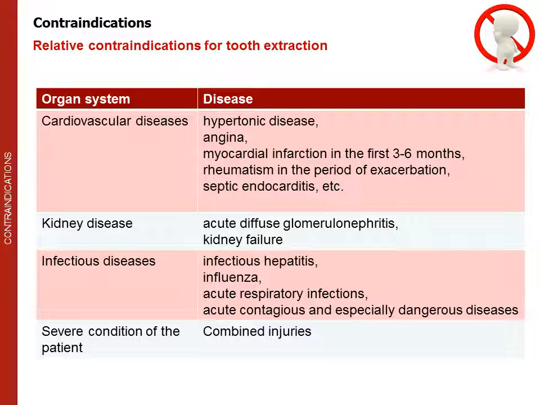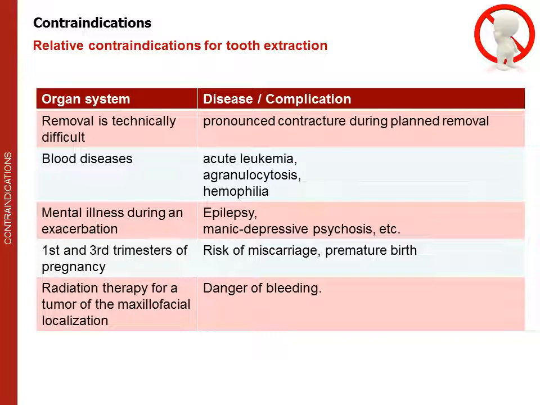For kidney diseases, it will be acute diffuse glomerulonephritis and kidney failure. For infectious diseases, it will be infectious hepatitis, influenza, acute respiratory infections, and acute contagious and especially dangerous diseases. For several conditions of the patient, there will be combined injuries. The relative contraindication will be pronounced contracture during planned removal because removal is technically difficult.